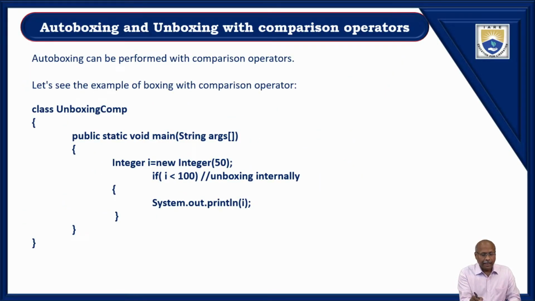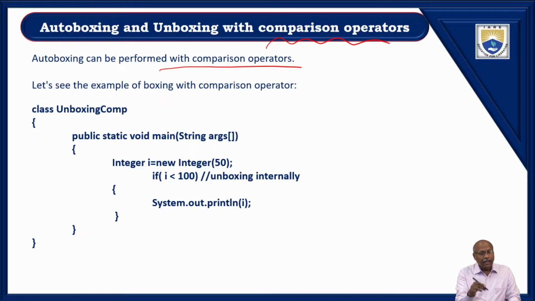Another example, autoboxing and unboxing with the comparison operator. If you want to compare two data, there you can use the comparison operator. Autoboxing can be performed with comparison operators. For comparison, you need what? Relational operators. So what relational operators are there? You can use less than, greater than, less than or equal to, greater than or equal to, double equal to, not equal to.